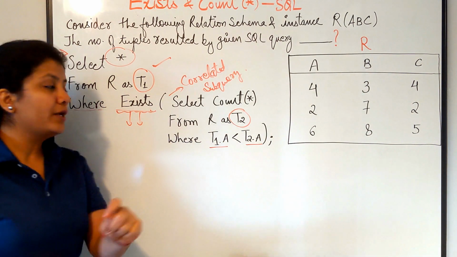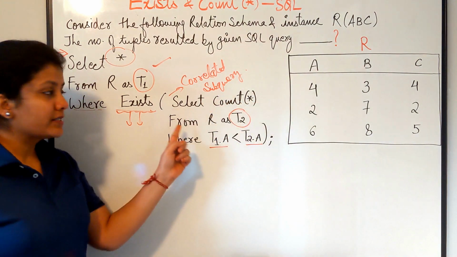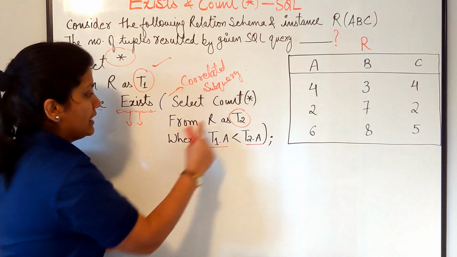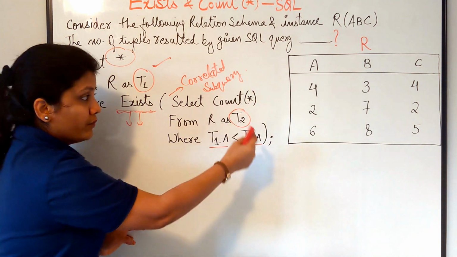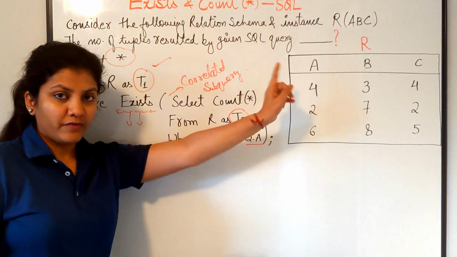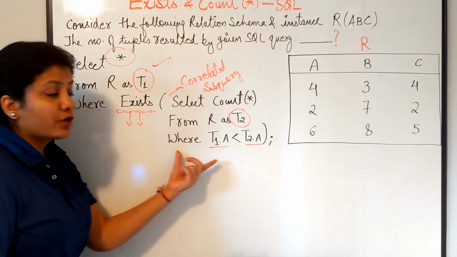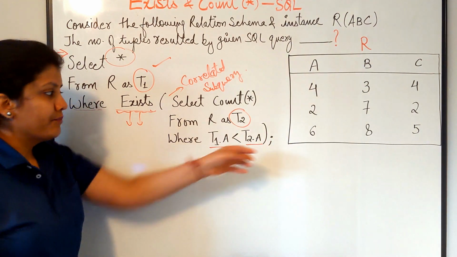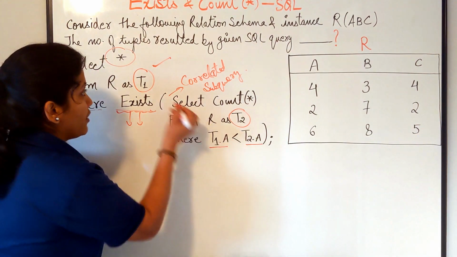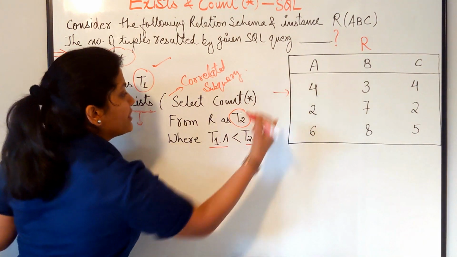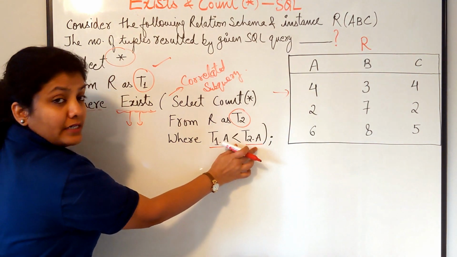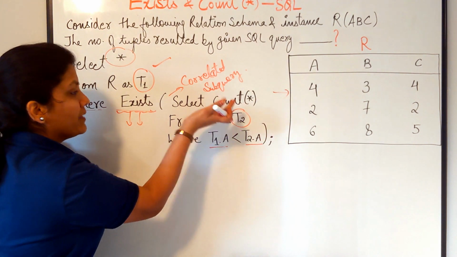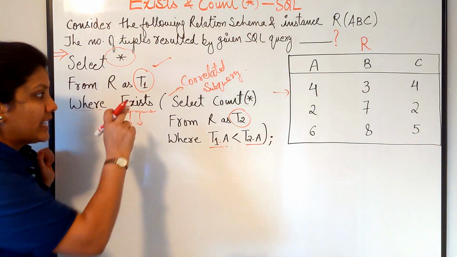After understanding the basic meaning of exist, let's understand what is written inside the subquery. The subquery says select count star from R as T2. So we are considering another instance of R, which is T2, where the clause is T1.A should be less than T2.A. If the value of A from T1 is less than the value of T2, in that case this condition will become true and that tuple will be selected.